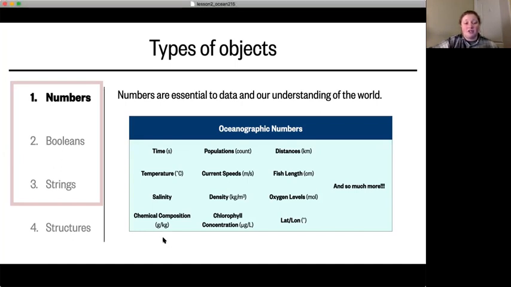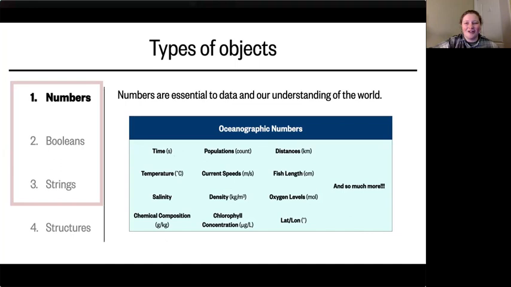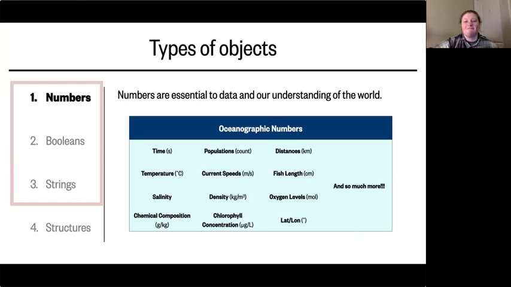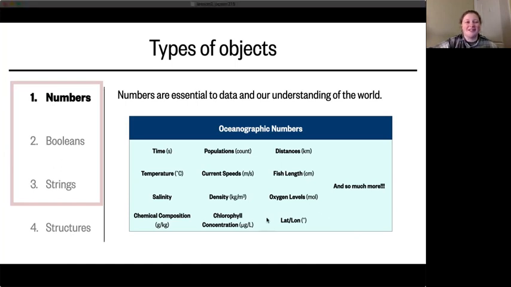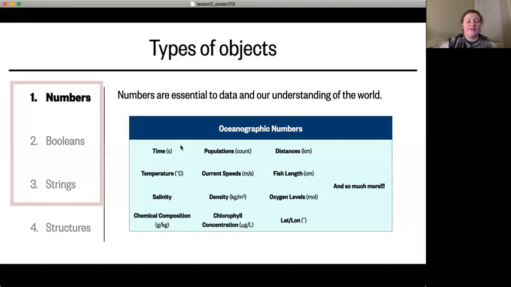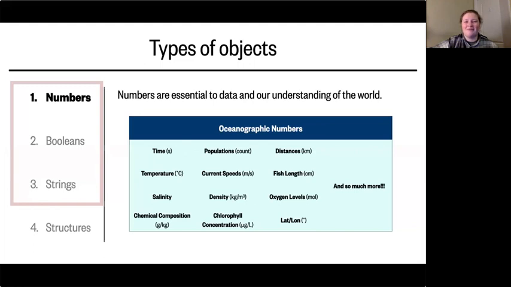This table here shows just a small sample of measurements and calculations that would count as numbers in oceanography. So you have time, temperature, salinity, and you get into chemical things like chemical composition and oxygen levels. All of these are numbers. So it's pretty essential that Python has numbers as objects if we're going to be doing data analysis, right? Now, notice that all of these also have units on them. Once again, units are important because then you know what you're quantifying.